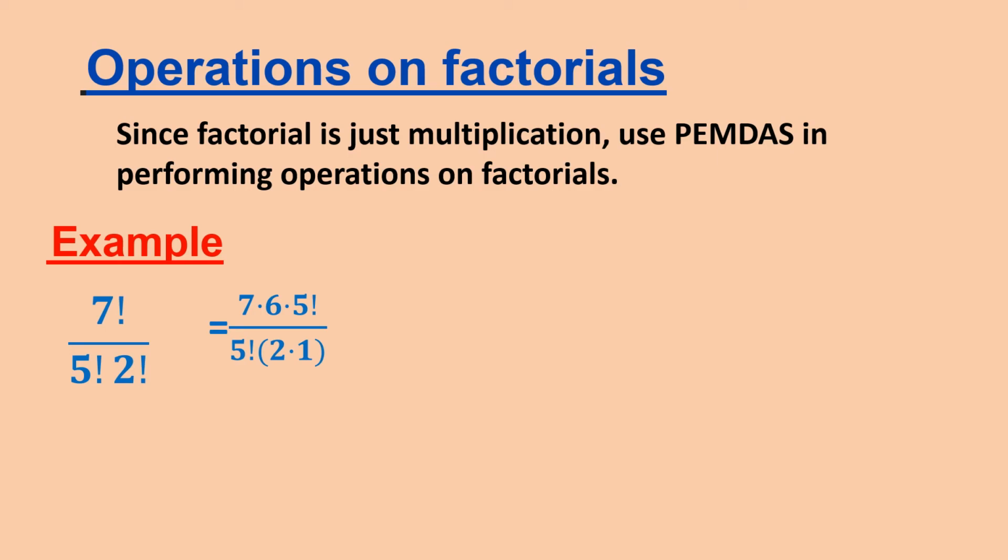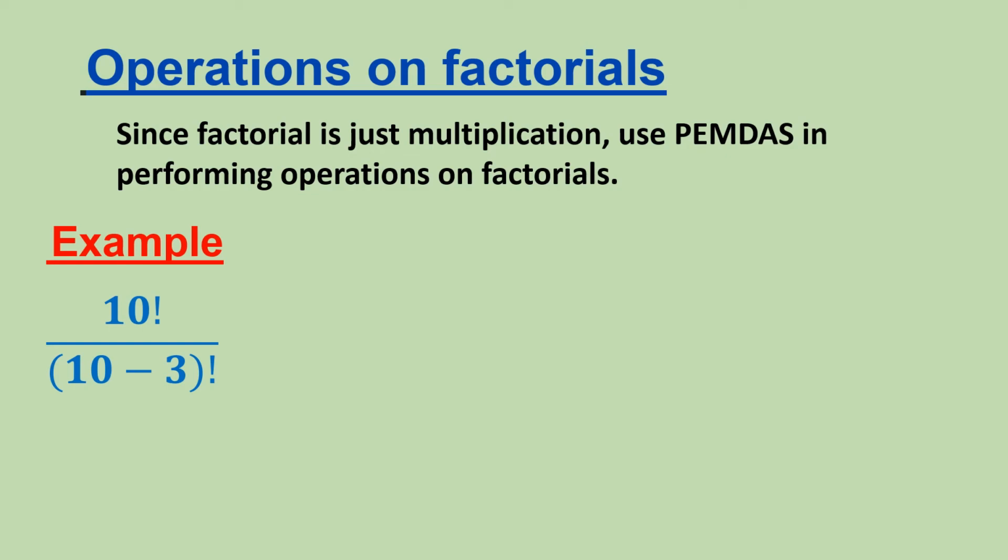Since we have 2 factorial, we expand the remaining factorial. So what we're going to do next is to cancel 5 factorial on the numerator and 5 factorial on the denominator. Then, if you notice, we can still cancel some of our numbers such as 6 and 2. So you divide 6 by 2, and that will leave us 3. So the remaining numbers will be 7 and 3. So we will have 7 times 3, which will give us 21. So 7 factorial over 5 factorial times 2 factorial is equal to 21. Okay, so let's have another one.